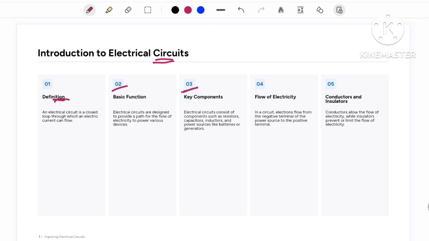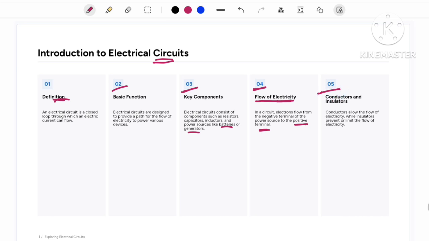Key components of electrical circuit. The electrical circuit consists of components such as resistors, capacitors and inductors, and power sources like batteries or generators. These are all key components we are using in the electrical circuit. The fourth one, flow of electricity in electrical circuit. In a circuit, electrons flow from the negative terminal of the power source to the positive terminal. Flow of electricity is what? Negative terminal of the power source to the positive terminal, right?